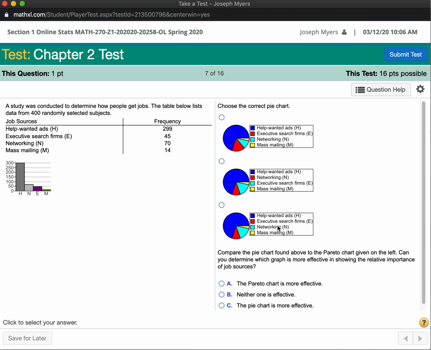Okay, so this third one, help wanted is the largest. And then the light blue one, networking, is the second biggest. And then executive search firms, the red one, is the next largest, and then mass mailing is the smallest. So that's the correct one. And which one's more effective? Well, the Pareto chart is much more effective because look how hard it was to figure out which one was the largest. If you look at the Pareto chart over here, it's super easy to see instantly that help wanted is the most frequent, then networking, then executive search firms, and then mass mailing. So the Pareto chart is more effective at helping you understand the data.